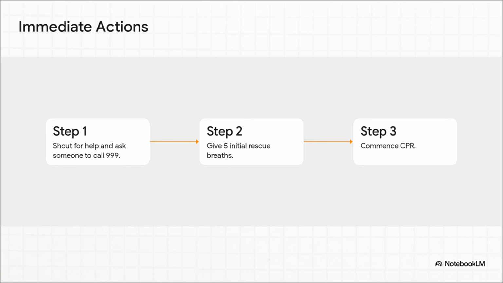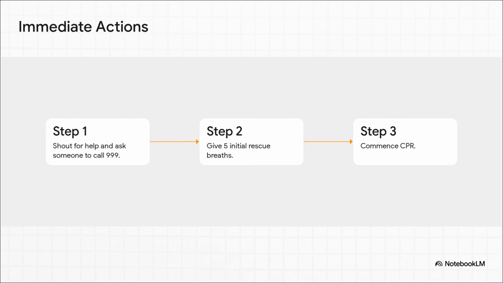Now, step 2, and listen close, because this is a key update for 2022. For kids, we always start with 5 rescue breaths. Not compressions, breaths first. Get a good seal, pinch their nose, and give 5 steady breaths, just enough to see that little chest rise.